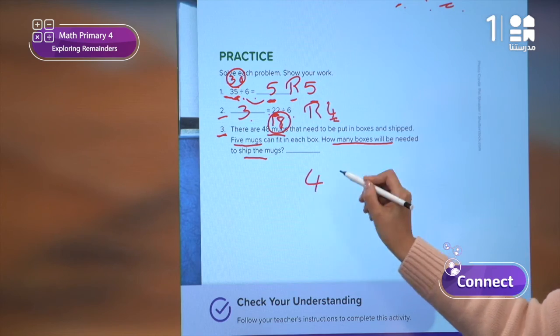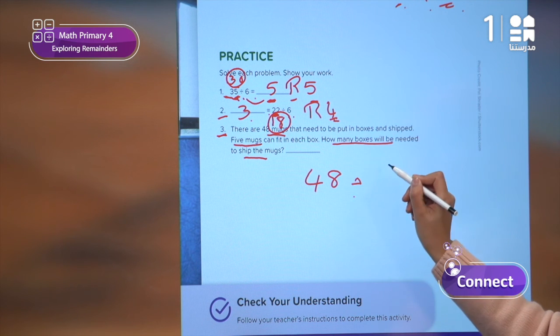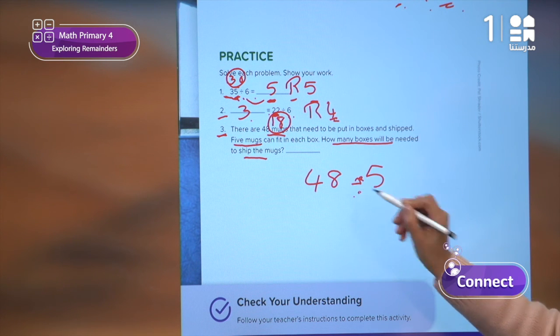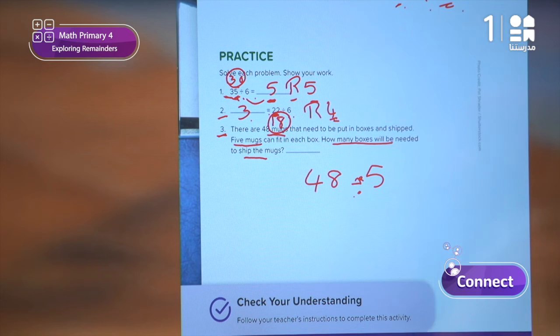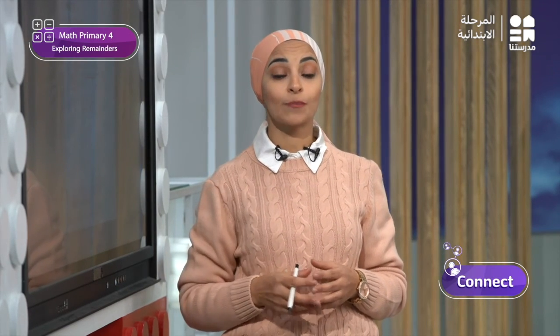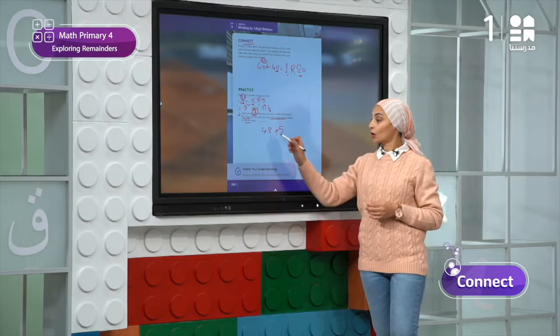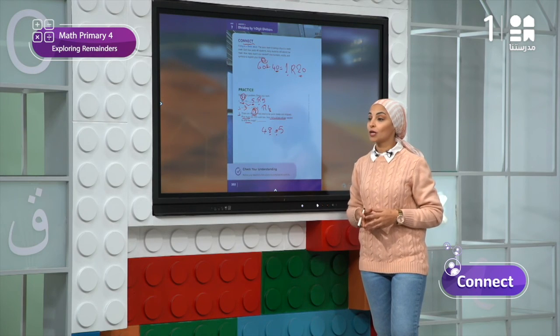So let's write the equation. يبقى هعمل 48 divided by what? Divided by 5 boxes, right? We also need to think about هي ال 48 multiple of 5 ولا no? Of course 48 is not a multiple of 5. احنا عارفين multiples of 5 كلها لازم يكون ال last digit أو ال ones place يا إما 0 يا إما 5 و 48 مش 0 ولا 5 so it is not a multiple of 5.